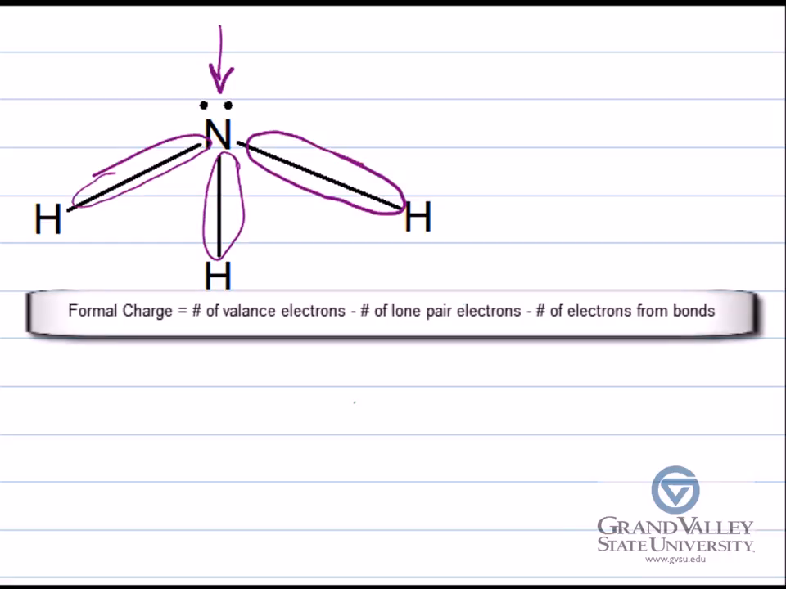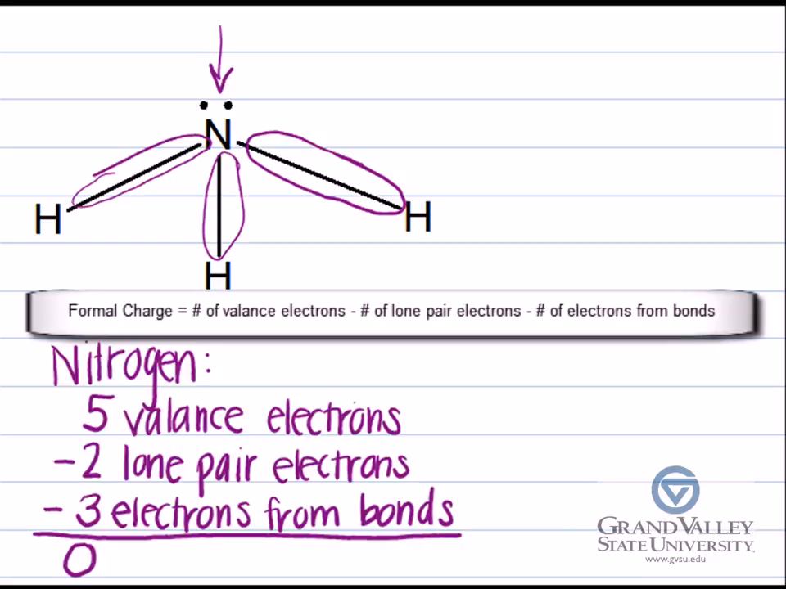Therefore, the formal charge on nitrogen is 5 valence electrons, minus 2 lone pair electrons, minus 3 electrons from covalent bonds. This gives us an overall formal charge of 0.